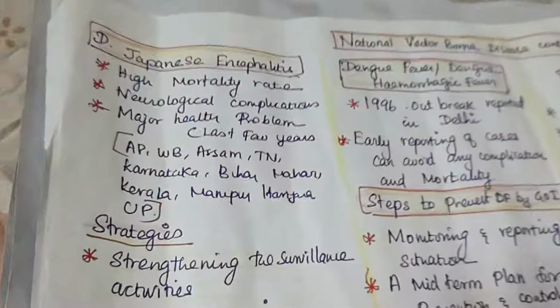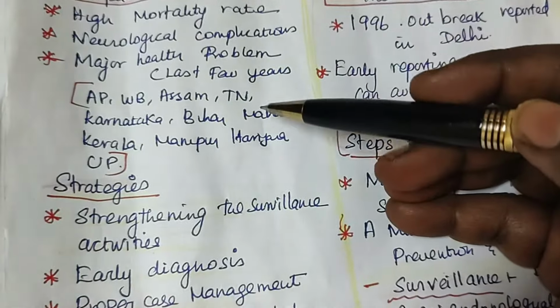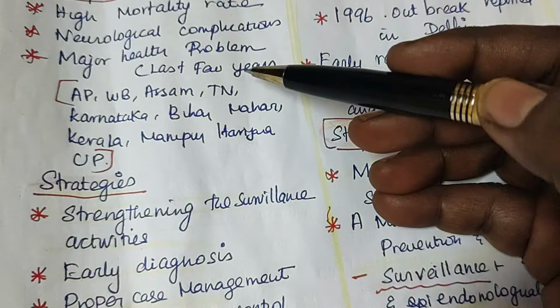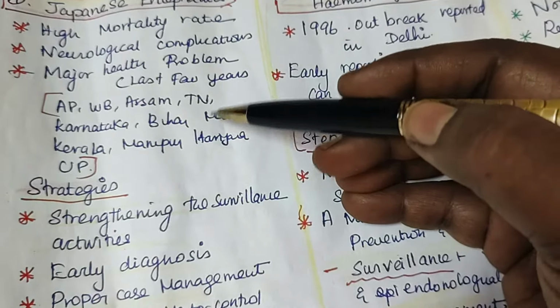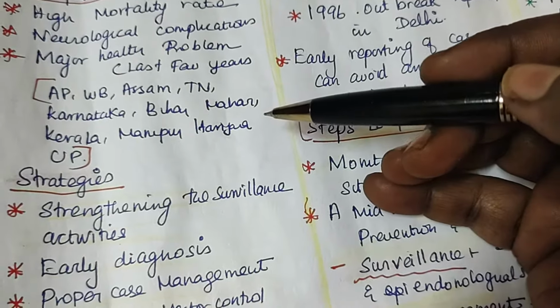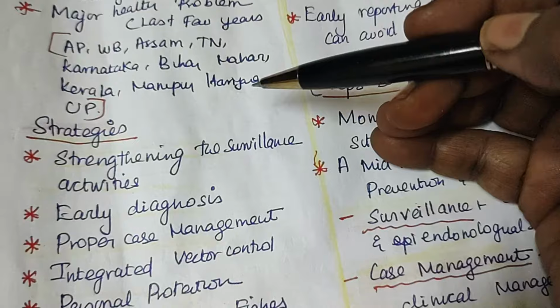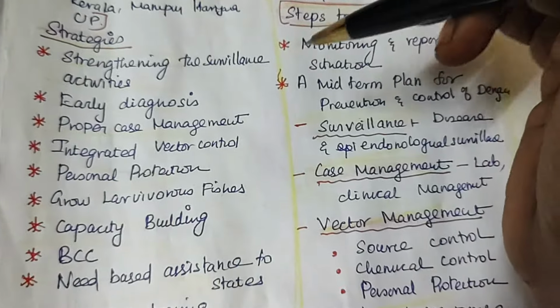Understand? Next, if you see Japanese encephalitis. Japanese encephalitis also has a high mortality rate in India. It is mainly a major health problem in India. Neurological complications will come. It occurs in Andhra Pradesh, West Bengal, Assam, Tamil Nadu, Karnataka, Bihar, Maharashtra, Kerala, Manipur, Himachal Pradesh and UP. The main strategy is strengthening the surveillance.